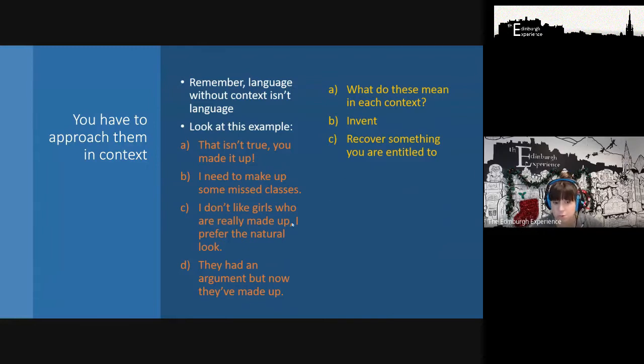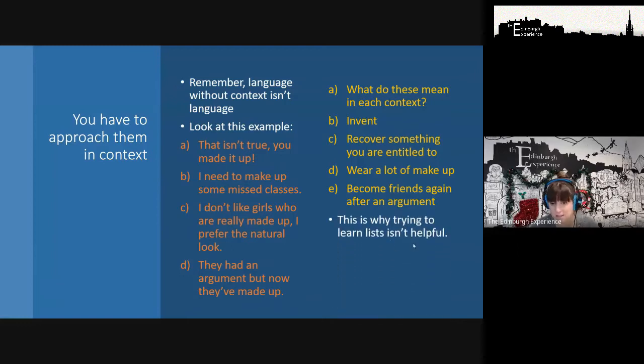"I don't like girls who are really made up." I prefer the natural look. So they wear a lot of makeup. Okay. "They had an argument, but now they've made up." So they were friends, they had an argument, and now they've become friends again. None of those are related in meaning. Yeah, the context changes the definition of each one, and that is why you can really only learn phrasal verbs if you're learning them in context.